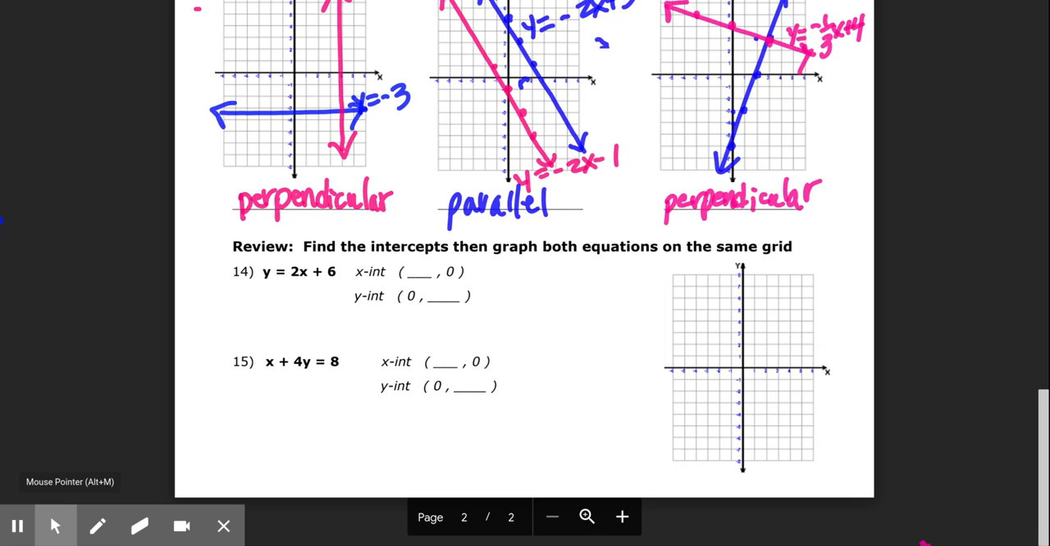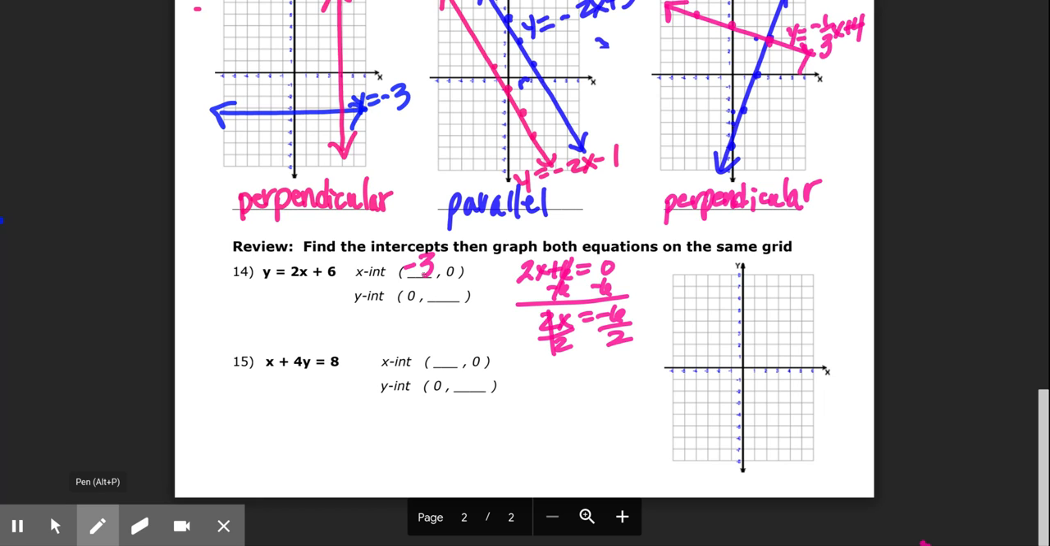All right, and the last thing we have down here is a review. So find the x-intercepts, then graph both equations on the same grid. So the x-intercept is when we let y be equal to 0. So when we do that, we're going to have basically 2x plus 6 is equal to 0. So we're going to subtract 6 from both sides. So we have 2x equals negative 6. We divide by 2. So x is negative 3. So our x-intercept is negative 3.